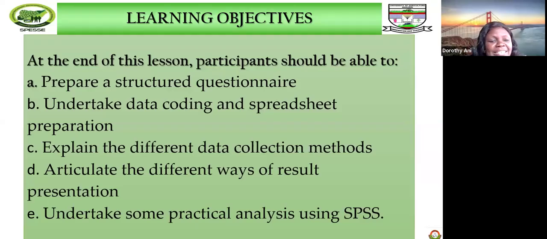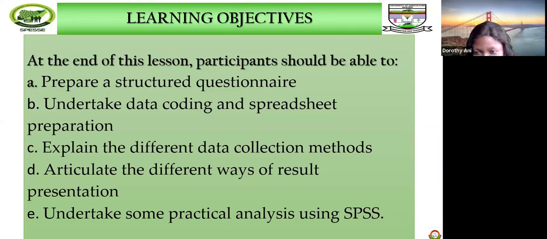So then the second one is to undertake data coding and spreadsheet preparation. When you go to the field with your questionnaire, you collect data. When you come back from the field, what do you do? You code it and you put it in a spreadsheet. So that one too, I'll teach you. If you have any questionnaire anywhere, keep it. The time I'll ask you to bring it up, you'll bring it, and all of us will go through it and code it and do the spreadsheet together.